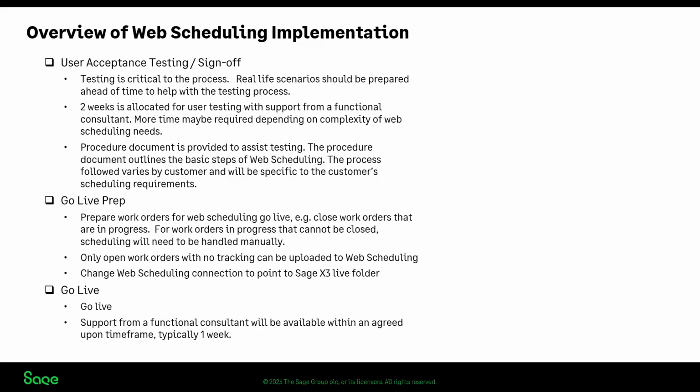And then for us to switch from a test to a production environment, it's very simple. You're not going through any major technical configuration. It's a very simple point from a test environment to a production environment. And then we have our go live. Typically, we have a 1 week support. And again, that can change based on the complexity of the customer. Next slide.